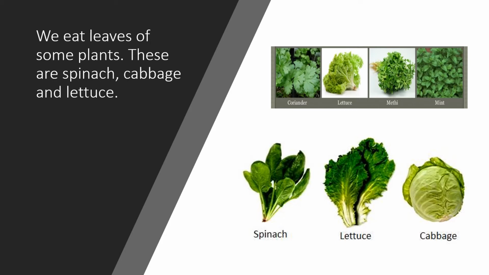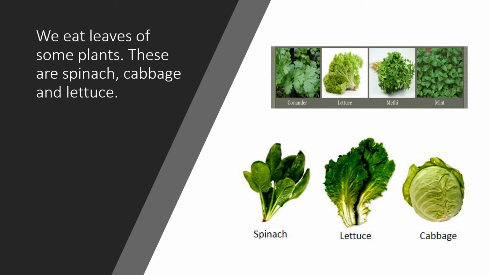So let us learn the spellings here. C-O-R-I-A-N-D-E-R, coriander. L-E-T-T-U-C-E, lettuce. M-E-T-H-I, methi. Methi is called fenugreek. F-E-N-U-G-R-E-E-K, fenugreek. M-I-N-T, mint. Mint is pudina, I told you last time. Spinach, S-P-I-N-A-C-H, spinach. Lettuce is already said once. Cabbage, C-A-B-B-A-G-E, cabbage. Let us read the lines here.